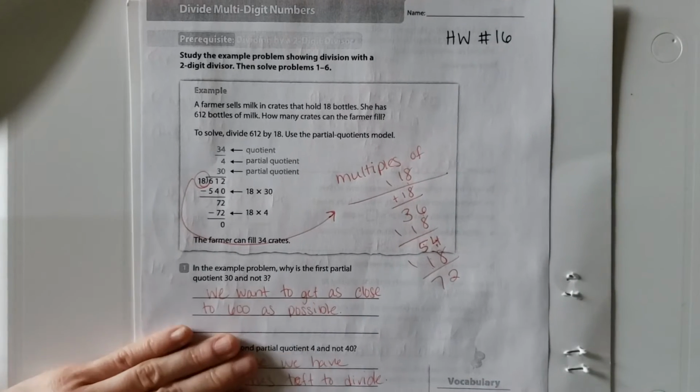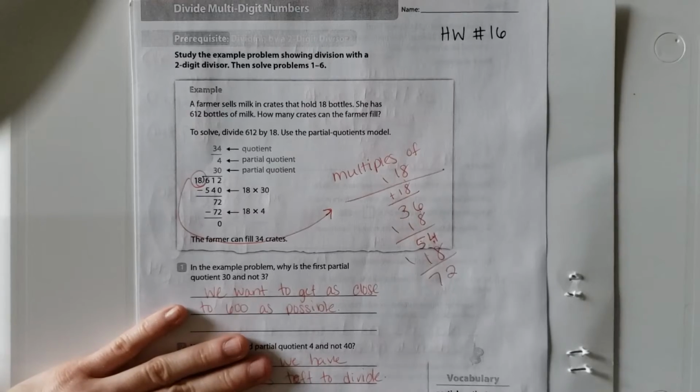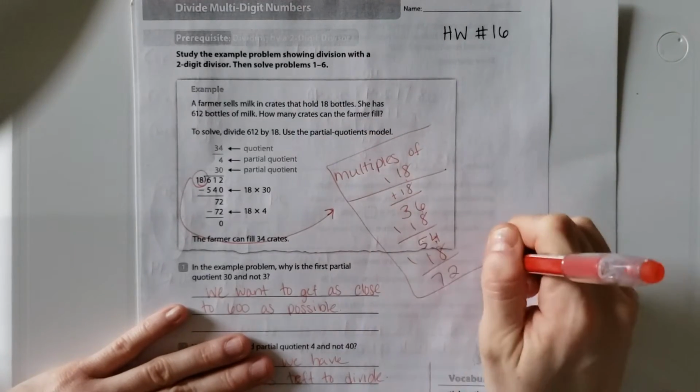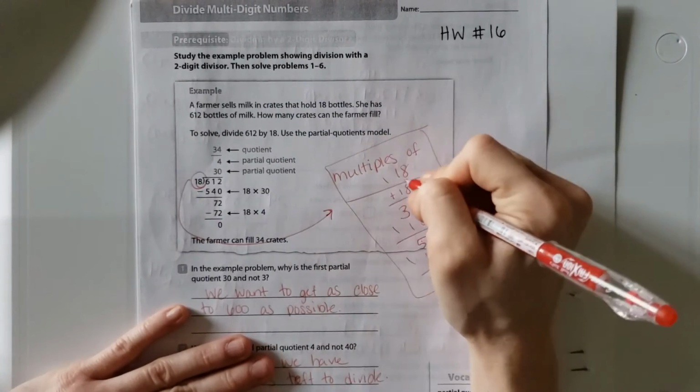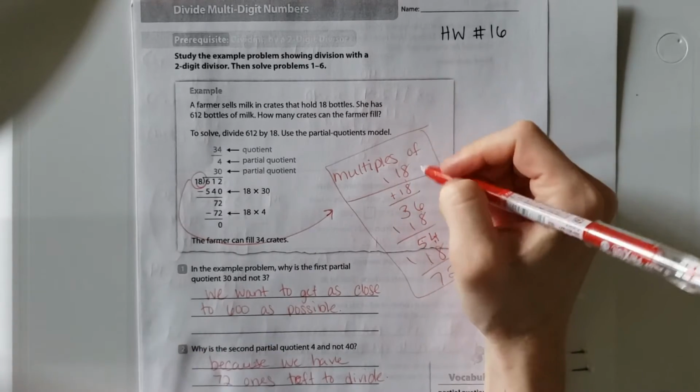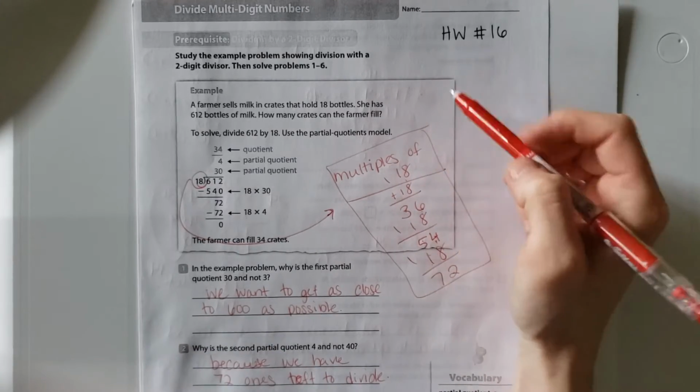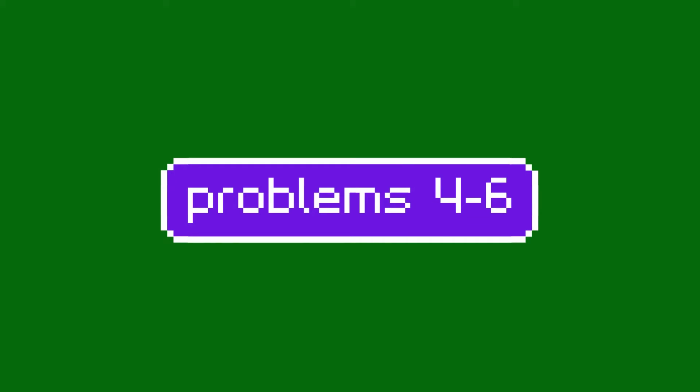So if I could give one tip for solving these types of problems, it would be to do this first. Just make a quick list of multiples of whatever number that you're working with. Go up to 4, go up to 5. You don't really have to go too far.